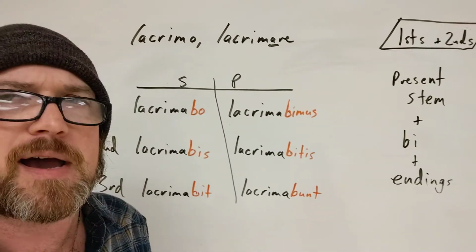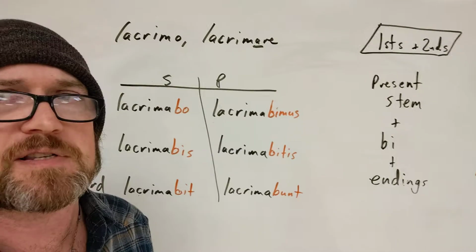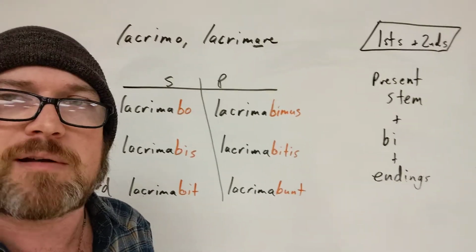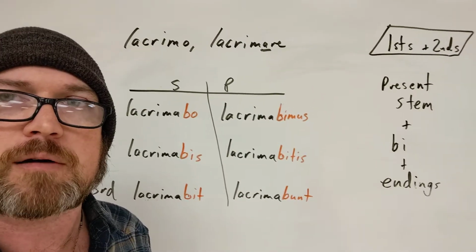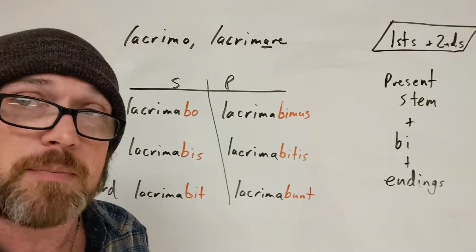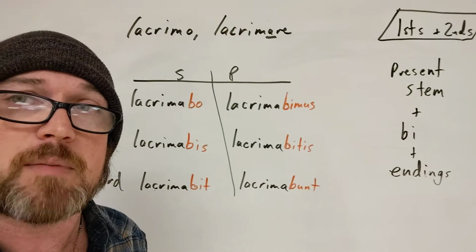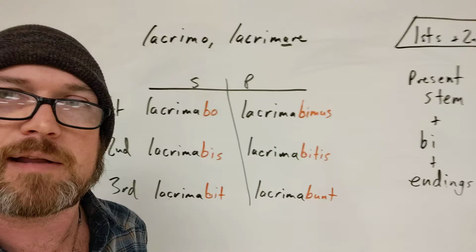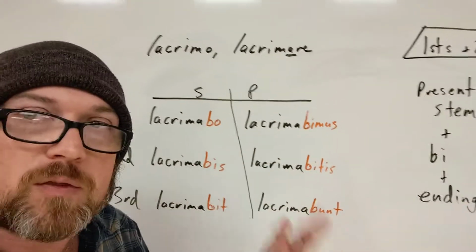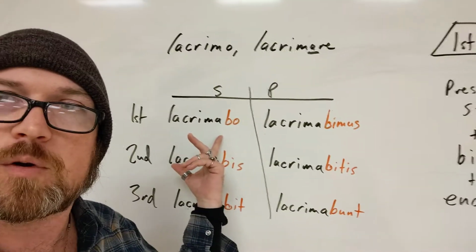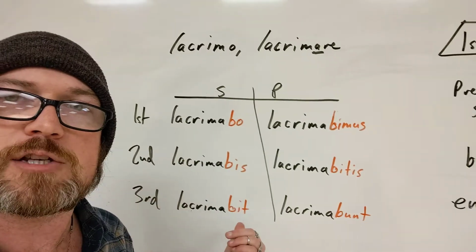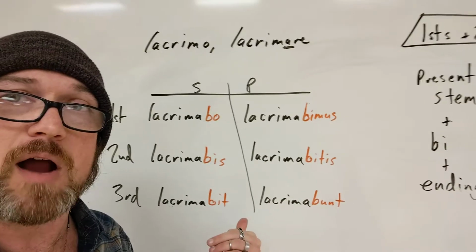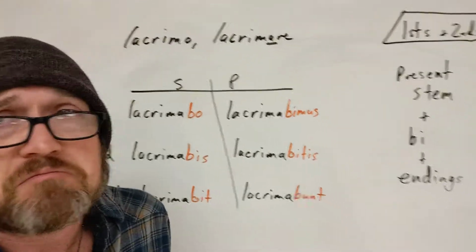So like I said, it's a bi. Well, it's sort of a bi. In the first person, it's actually a bo, and in the third person plural, it's actually a bu. But otherwise, it's a bi. So lacrimabo, lacrimabis, lacrimabit, lacrimabimus, lacrimabitis, and lacrimabunt. All right? So when we translate this, we add our personal subjects, and we add the will in there. What we end up with is, I will cry, you will cry, he, she, it will cry, we will cry, you all will cry, they will cry. All right? That seems simple enough.